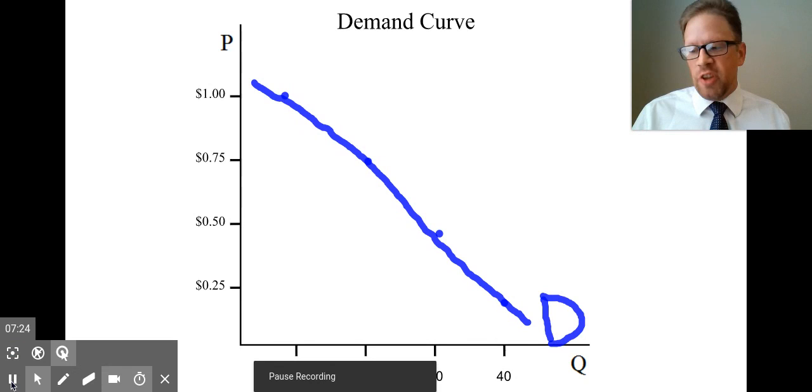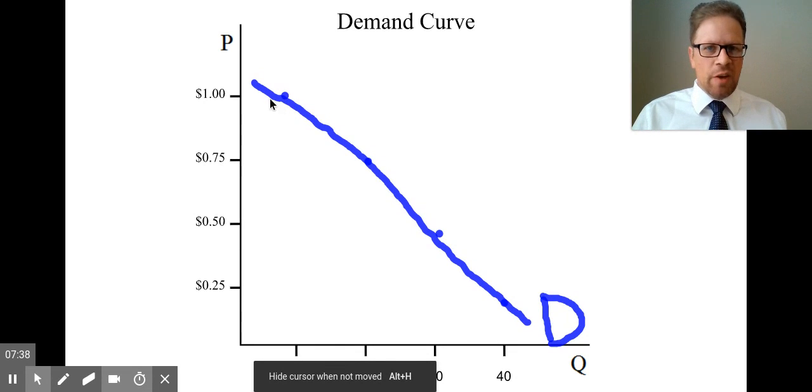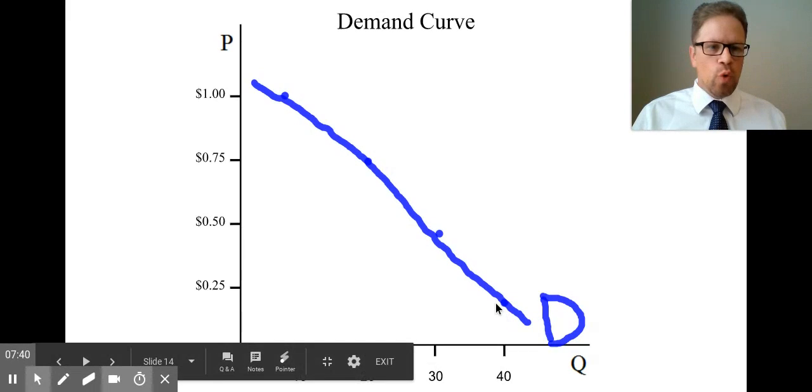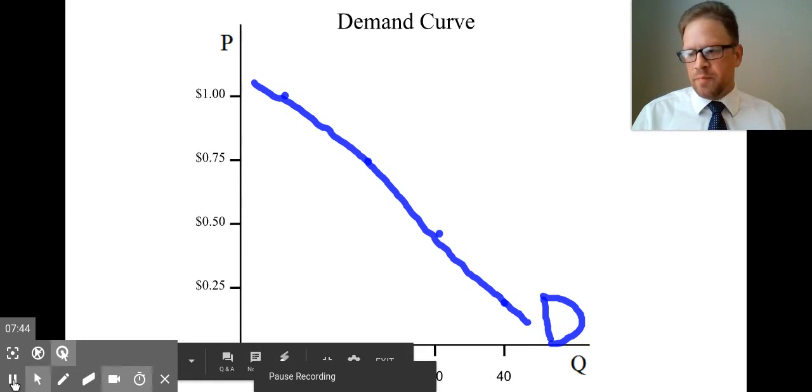Demand is actually influenced by the law of demand and also the law of diminishing marginal utility. So the law of demand just simply says more of a good or service will be demanded at a lower price than at a higher price. People want less Mountain Dews for $1 than they do for 25 cents. That's basically all the law of demand says.